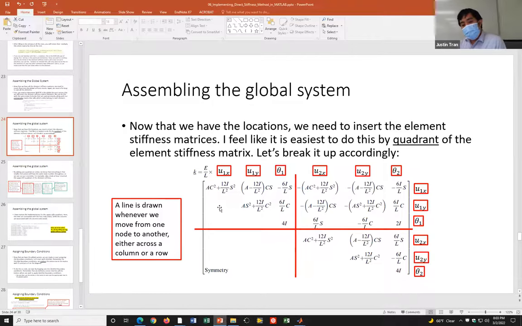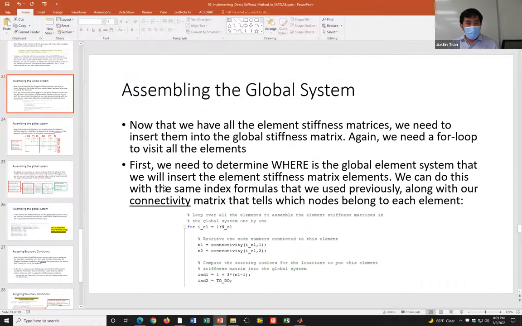If we look at this top left quadrant of the element stiffness matrix, you can think of it as the node one location, because the rows of this matrix correspond to u1x, u1y, theta one, and the columns also correspond to u1x, u1y, theta one. And so all those corresponding entries are going to go into the global stiffness system.